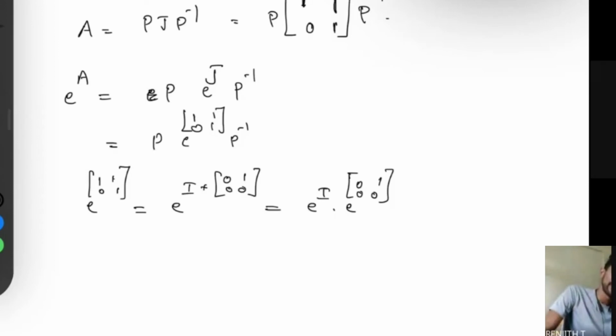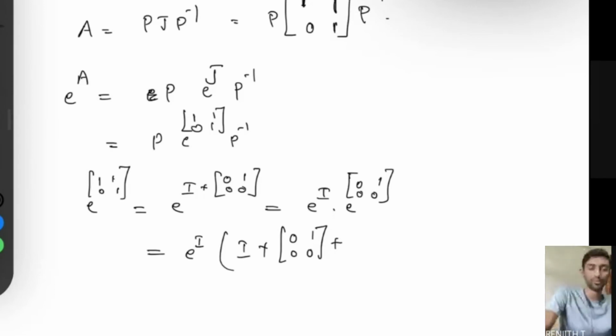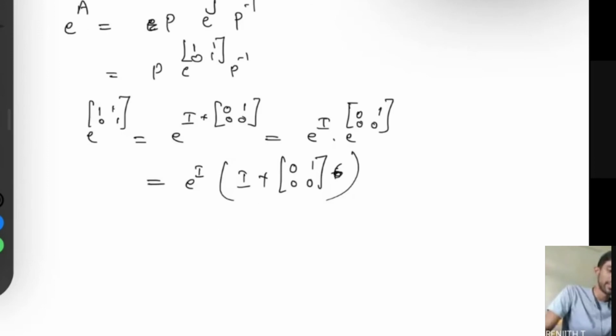Now, this is a nilpotent matrix, right? Then this will be e power I into, what is the definition of e power a? I plus 0, 1, 0, 0 plus a square by 2 factorial. But this matrix a square will be 0. So this much is enough. Okay. Now you just come back. So we are done. e power I, it is e, then I plus that one.